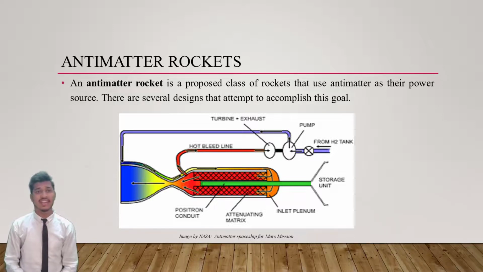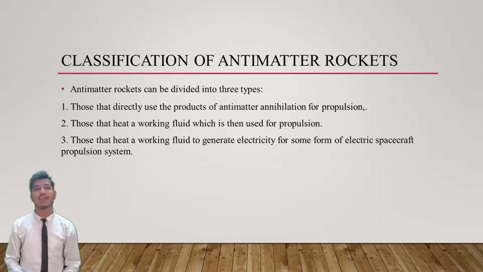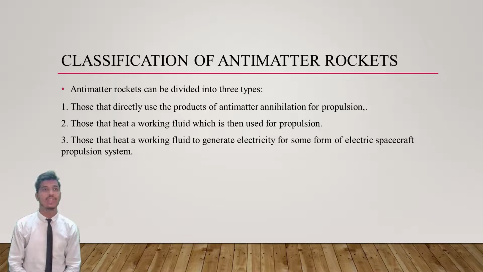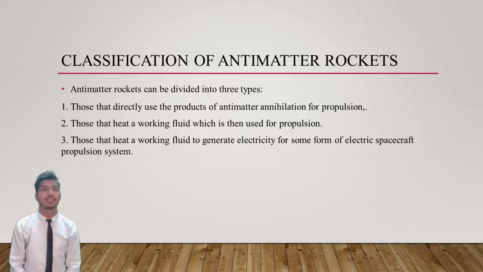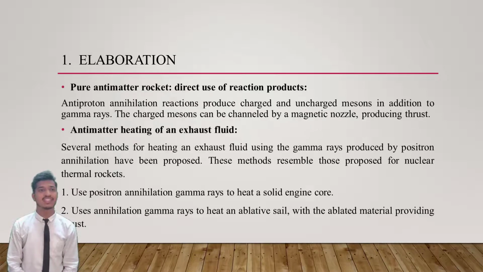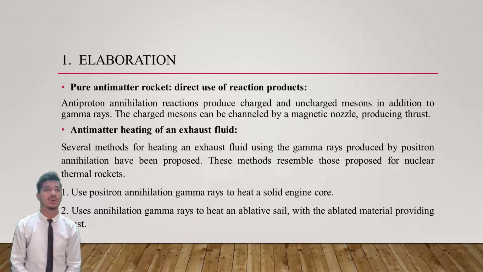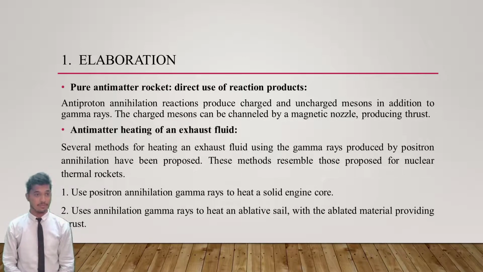In the next slide, we see the classification of antimatter rockets. Antimatter rockets can be divided into three types. First, those that directly use the products of antimatter annihilation for propulsion. Second, those that heat a working fluid which is then used for propulsion. Third, those that heat a working fluid to generate electricity for some form of electric spacecraft propulsion system. In the next two slides, we are elaborating the classification of antimatter rockets.